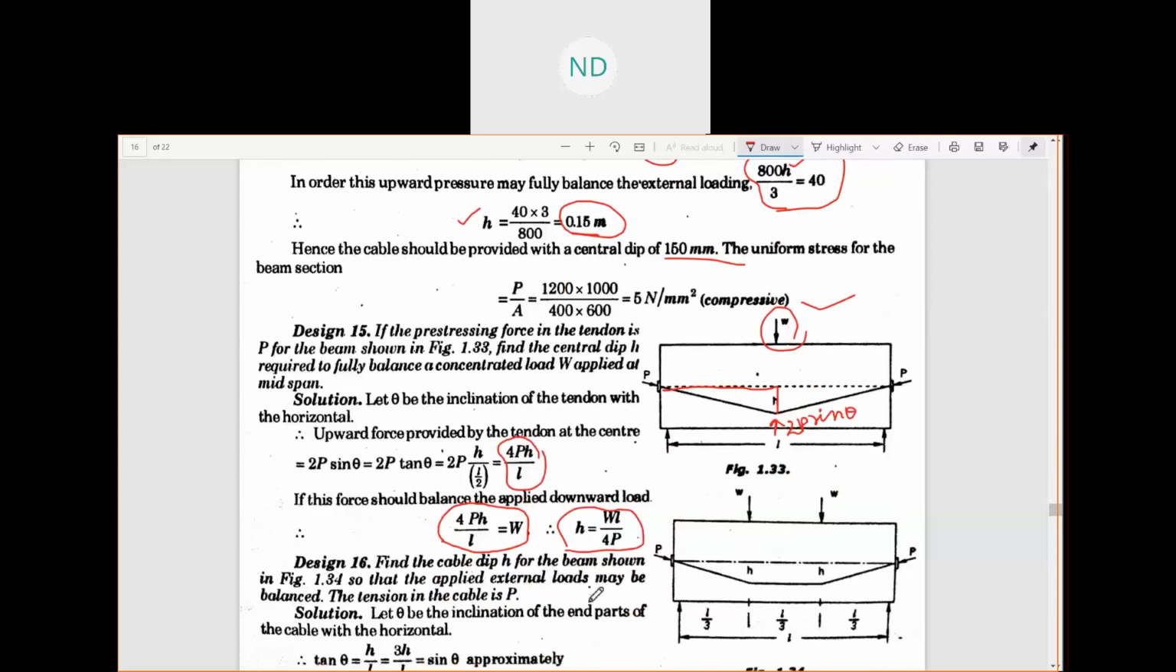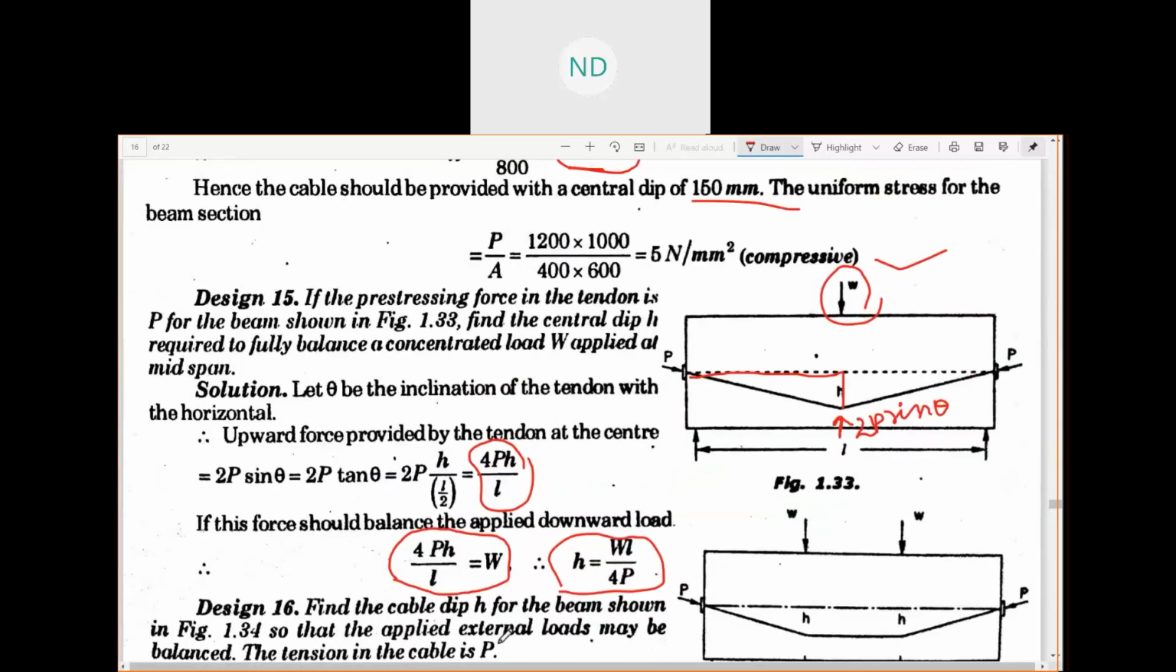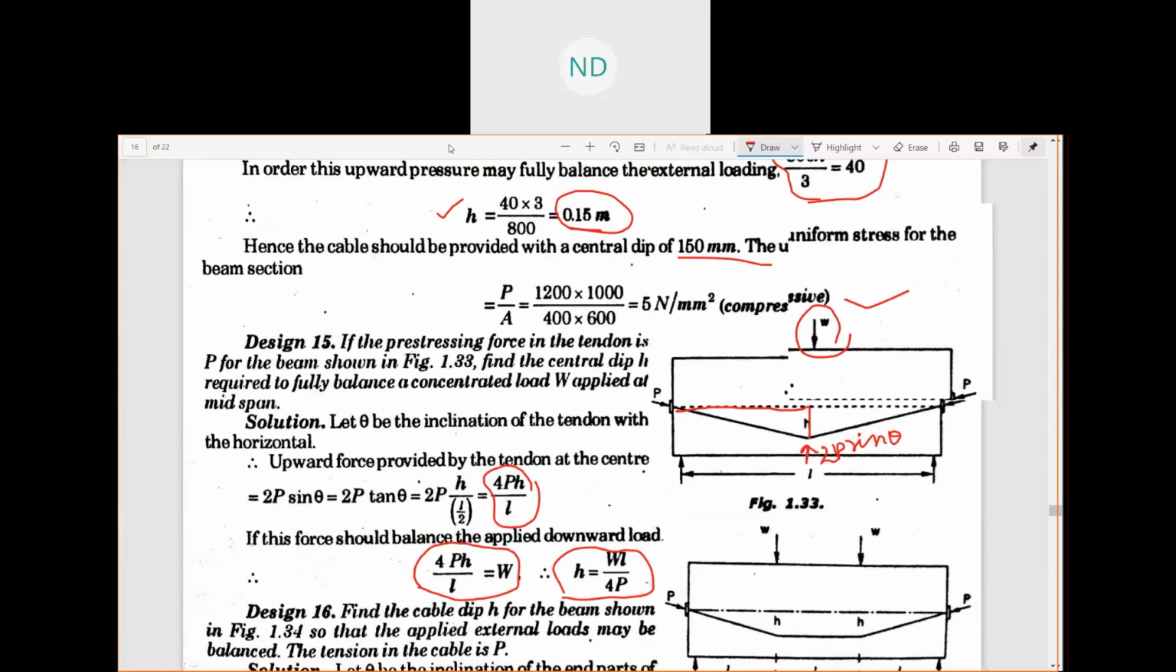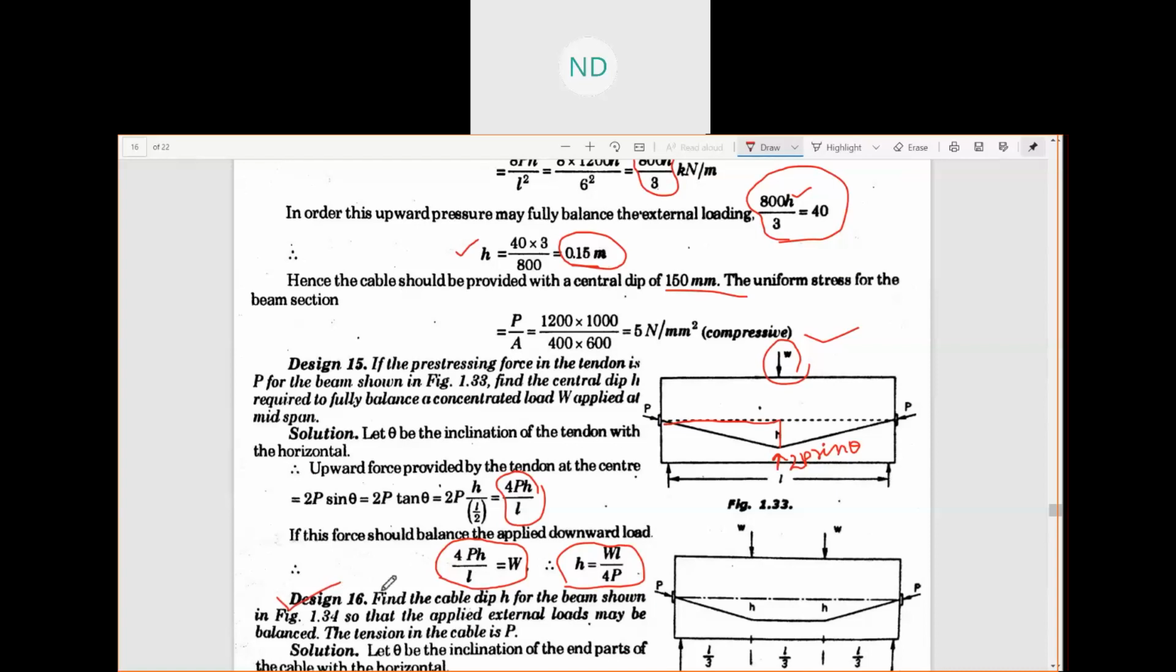So let us do another question. Now try to solve this question. Find the cable dip H for the beam shown in this figure, so that the applied external loads may be balanced. The tension in the cable is P.